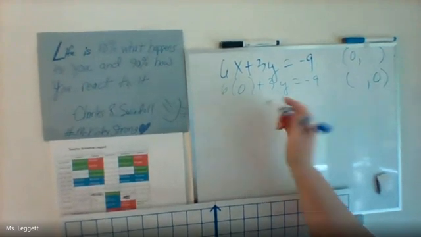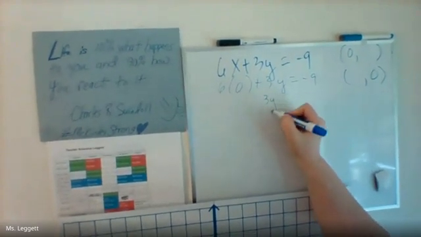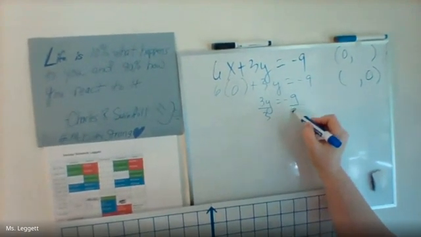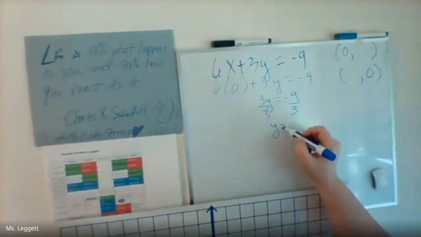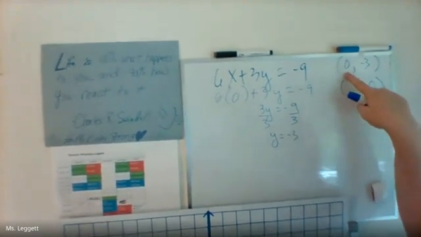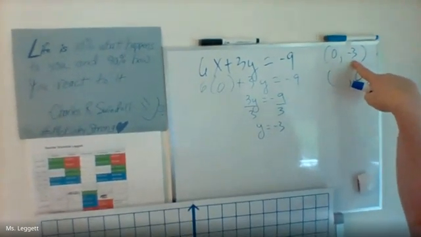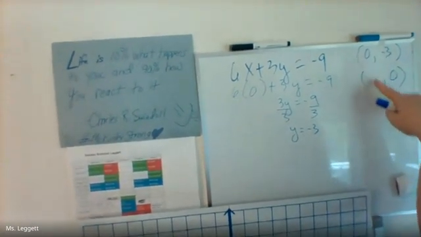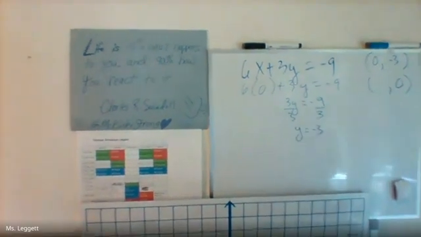So if x is 0, then really all I have is 3y equals negative 9. If you divide both sides by 3, then I get y equals negative 3. So when x is 0, y is negative 3, and we're going to graph that, but we need 2 points to make a line. So let's do the next one.